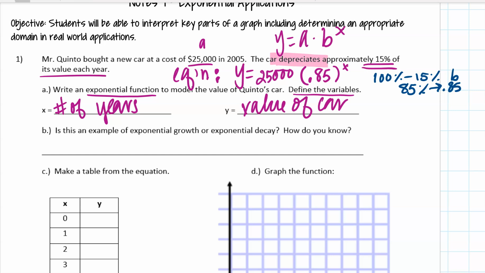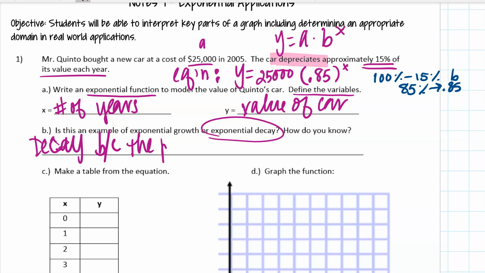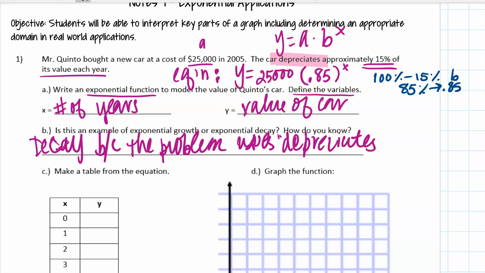Okay. So in part B, is this an example of exponential growth or decay? We just said decay because of the depreciating. So decay because the problem uses depreciates.